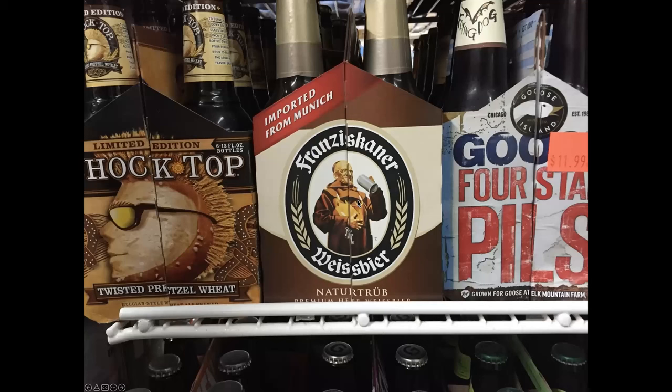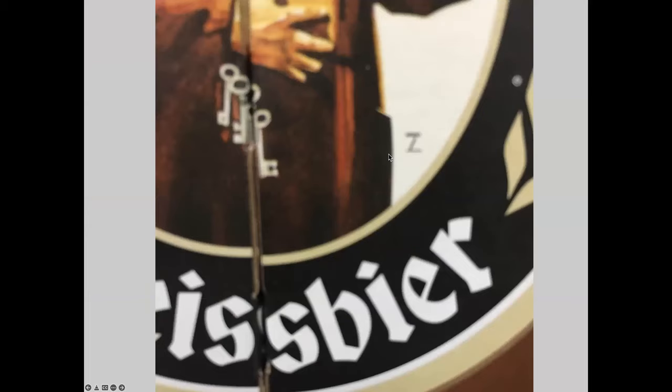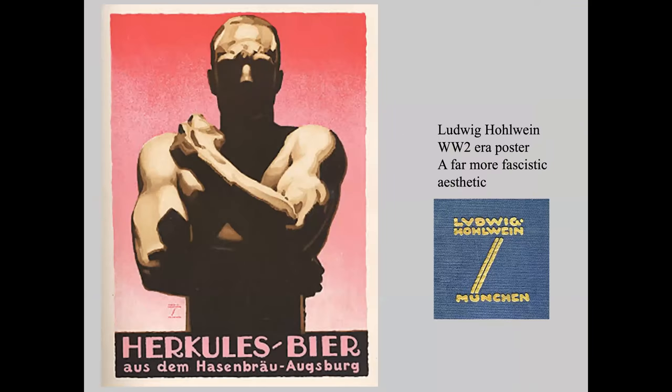Still in use today. Here's another design from Ludwig Holbein, still being used by this brewery, Franziskaner Weissbier. And if you look, of course, you can see his little logo remaining. Holbein, great designer. Ultimately, he ended up working for the Nazis and doing a lot of Nazi propaganda.